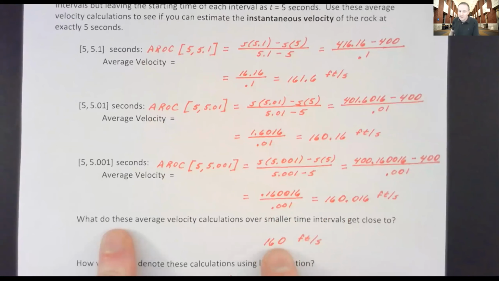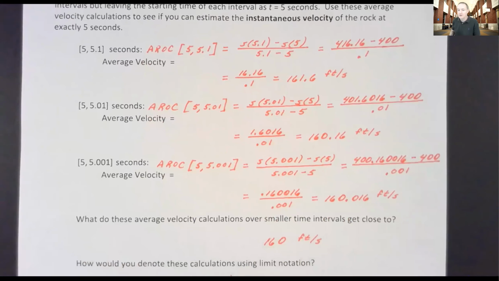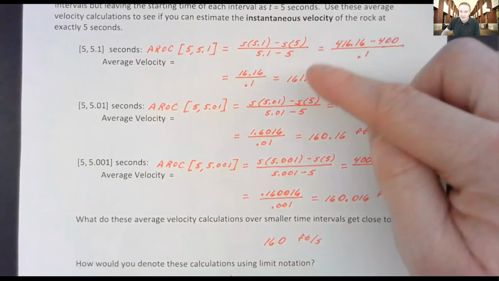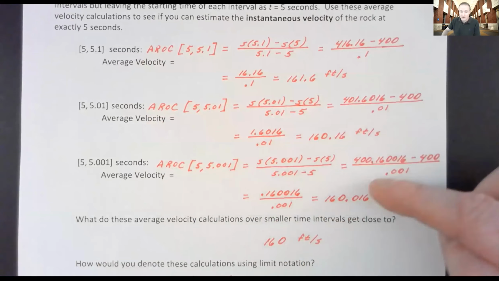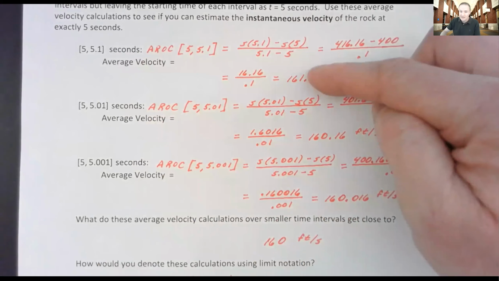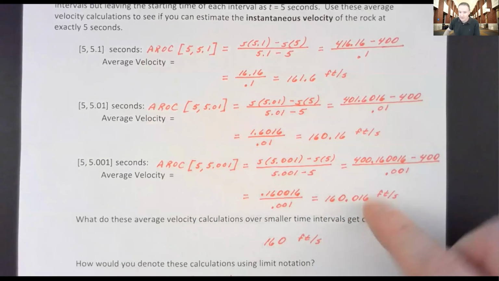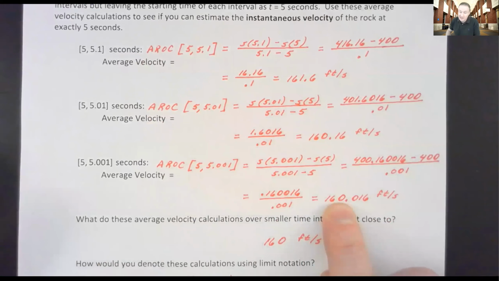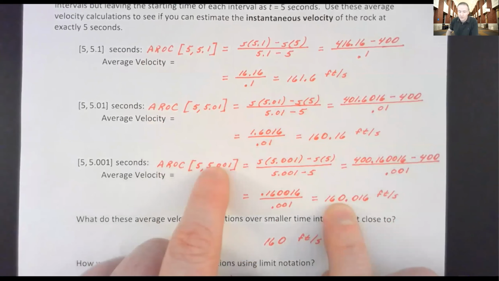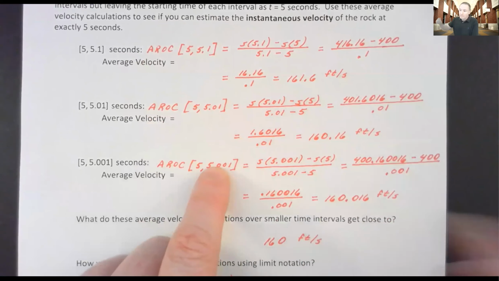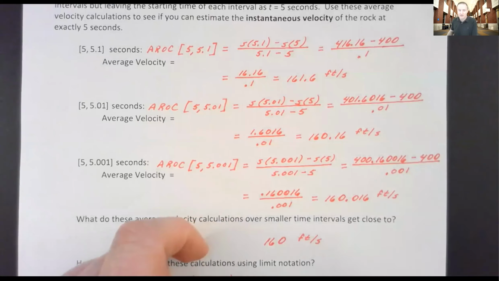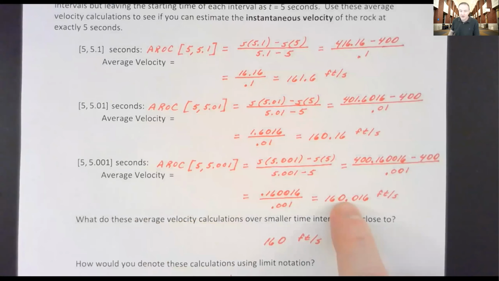So that's what I'm saying here. What do these average velocity calculations over smaller time intervals get close to? This is the calculus concept of a limit. I need you to see the limiting value is not any one of these specific values. These are all average rates of change. These are average velocities. Even this last one, it's still the average velocity over 1/1000th of a second. But I want to know at the instant of 5 seconds, how fast is it going? It's going 160 feet per second.